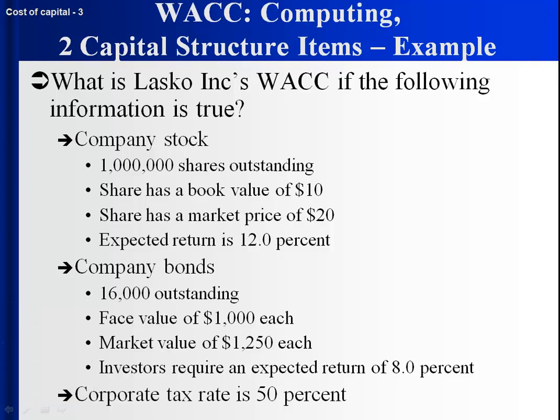And so we want to take a weighted average of the expected returns of stocks and bonds. So the first thing is to figure out what's the value of the stock and the value of the bond. So here we can see we have 1 million shares, and we're interested in the market price. So we have 1 million shares at $20, so $20 million of common stock.